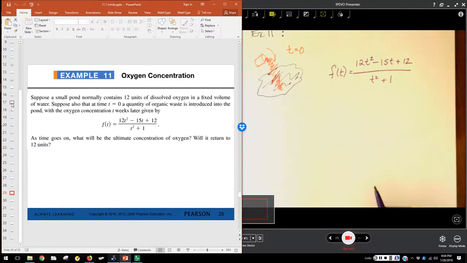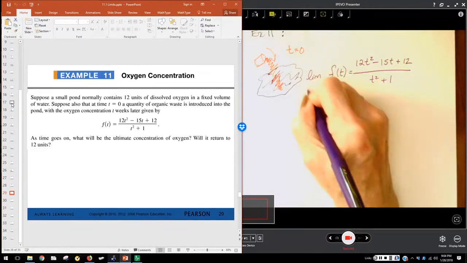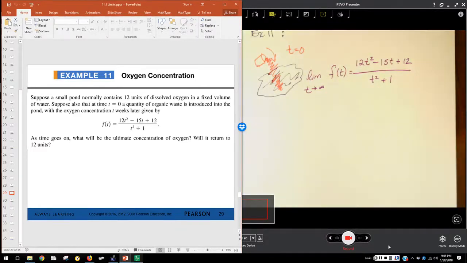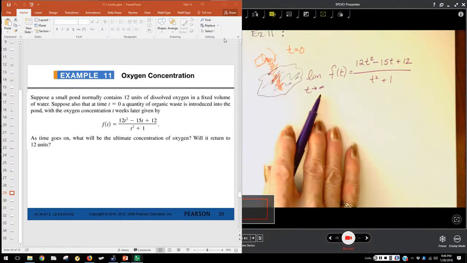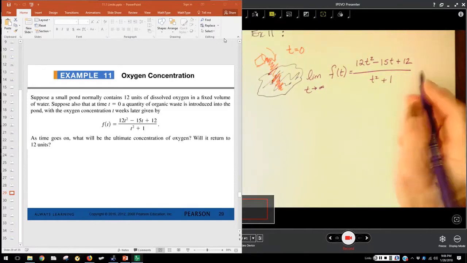And it asks us, as time goes on, in other words, as t approaches infinity, okay, so what we're doing here is we're letting t approach infinity because we want time to move on. And since this is a situation in nature, then time will continue pretty much infinitely. So we're going to let t approach infinity of this function. And this function is f of t.